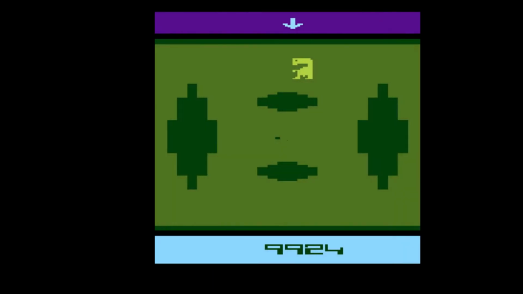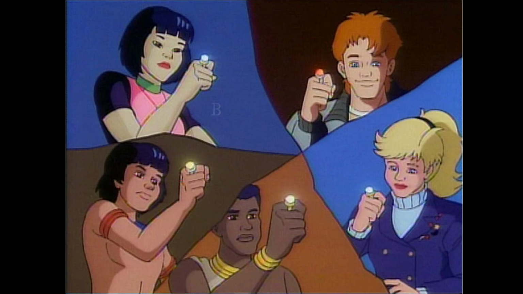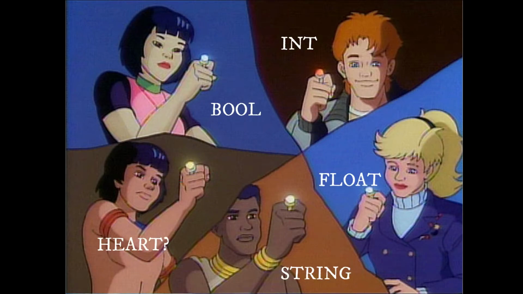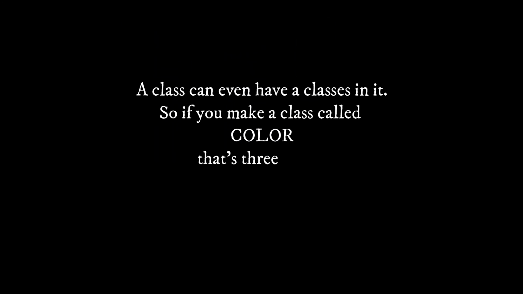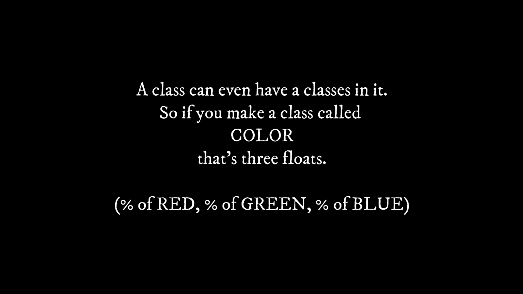Now, it doesn't seem like much of a game, but you take these 4 core building blocks and you combine them in more and more ways, and you can make a whole game. Well, when you combine them, it's called a class. That's a special type. Instead of only having a bool or an int or a float or a string, a class can have a combination of those. And a class can even have classes in it. So if you make a class called color that's 3 floats, well, now you can just reference color instead of having to write more and more code all the time.